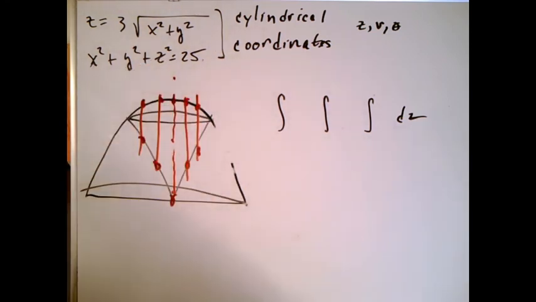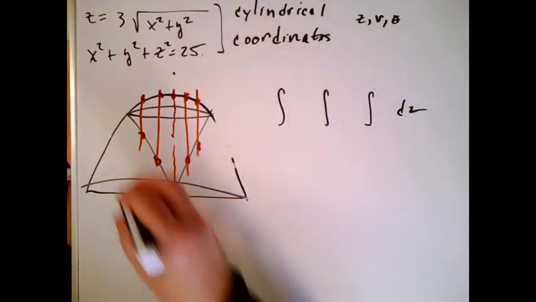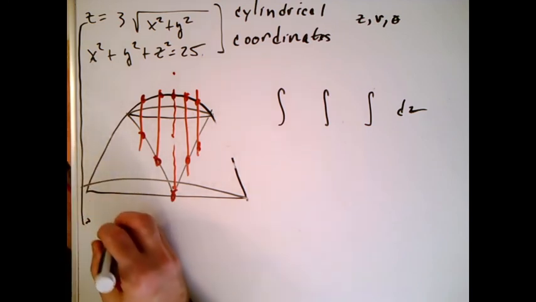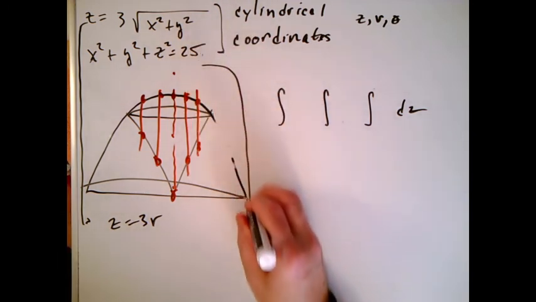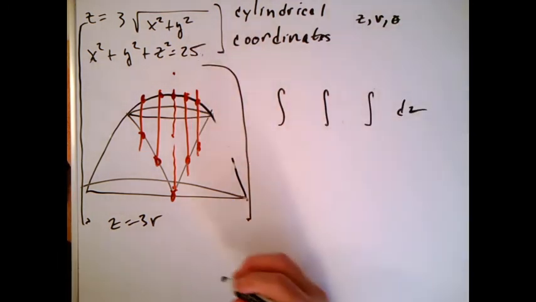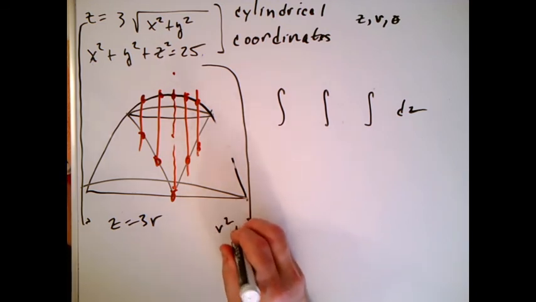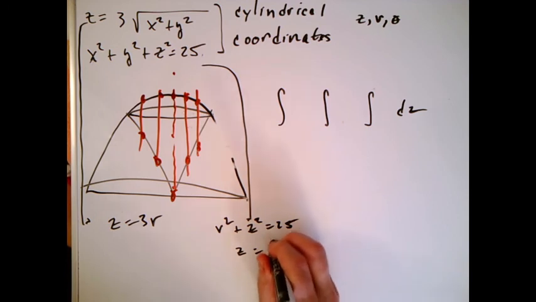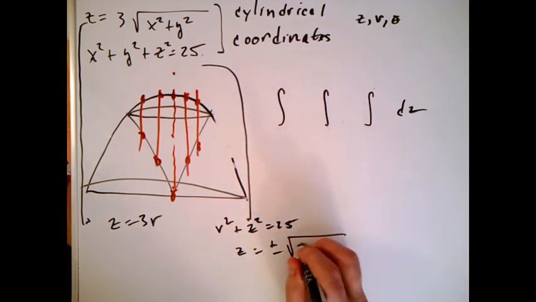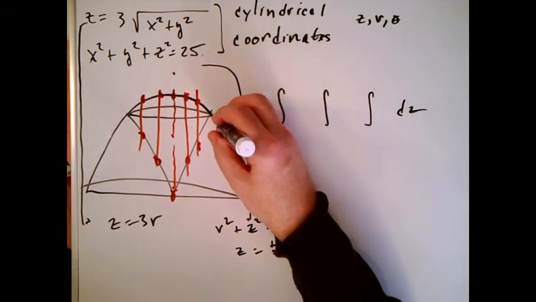So what I need to know is what is z at the cone and what is z at the sphere. If I look at z equals 3 times the square root of x squared plus y squared, that's just z equals 3r. So I like that. If I look at the second piece here, I need to solve this for z, but I have to remember that it has to be in terms of r and theta. So knowing that x squared plus y squared is r squared, I'll write r squared plus z squared equals 25. I'll solve for z. I'll get plus or minus the square root of 25 minus r squared. We're only going to worry about the positive z because we're only looking at the top half of the hemisphere.